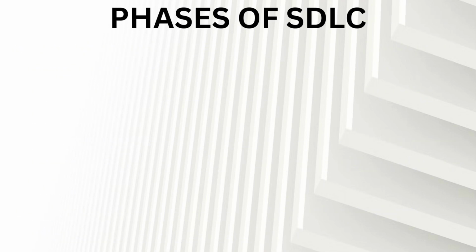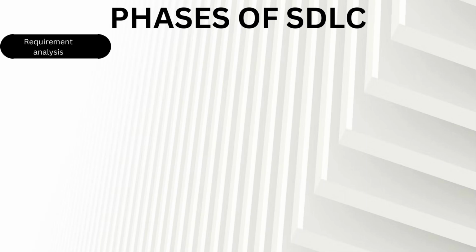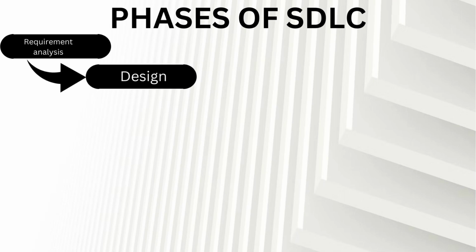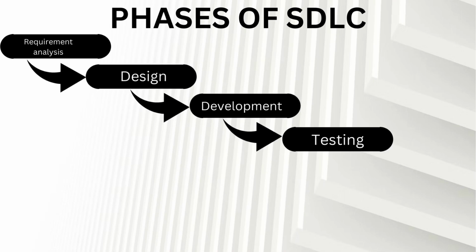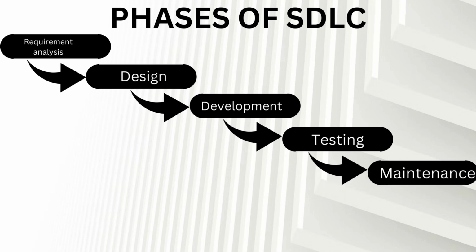Now, we will see what the phases of SDLC are. The first phase is requirement analysis. The second one is design, the third one is development, the fourth one is testing, and the last one is maintenance and deployment. These 5 phases are very important in SDLC. Let's explore the activities in SDLC that are covered in each phase.